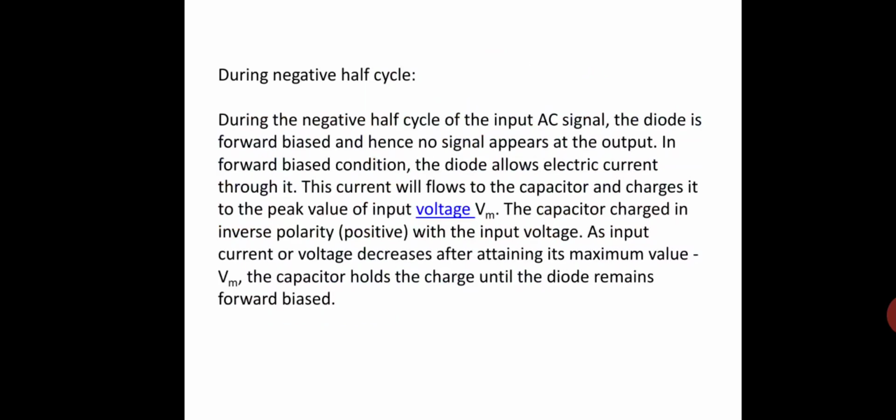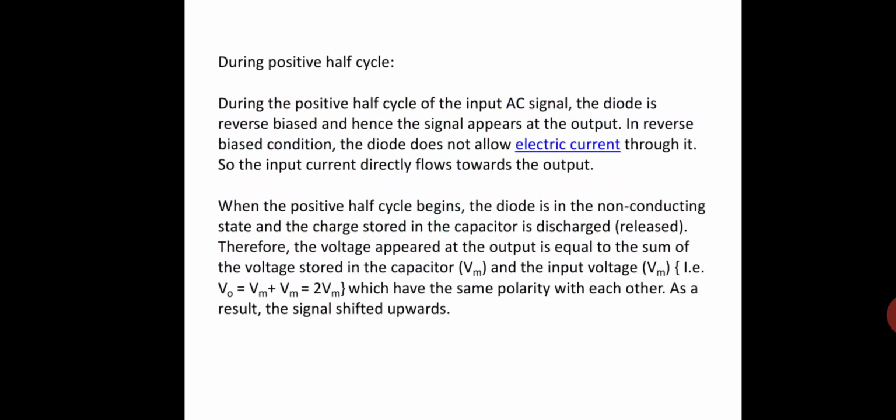The diode allows electric current through it. This current flows to the capacitor and charges it to the value of the input Vm. The capacitor is charged with reverse polarity to the input voltage, as the input voltage decreases after attaining its maximum value Vm. The capacitor holds the charge as long as the diode remains forward biased.